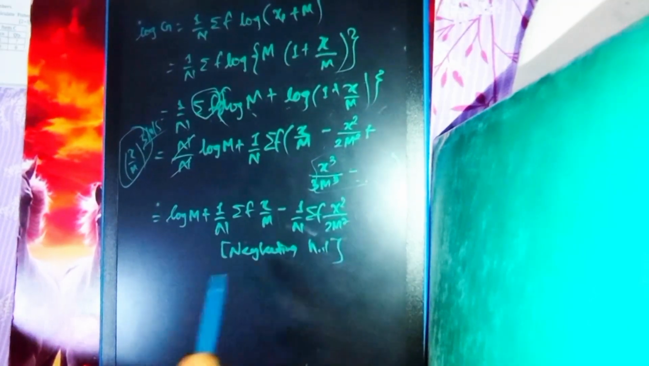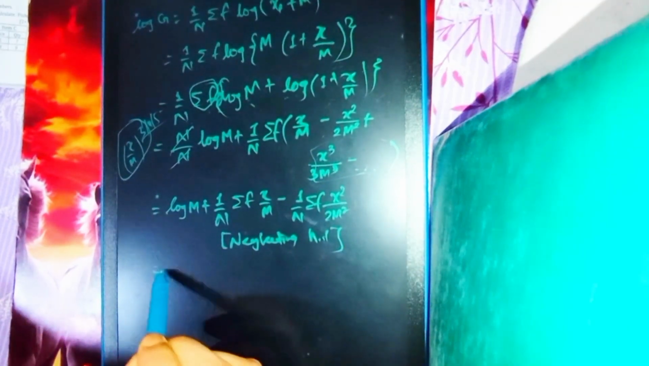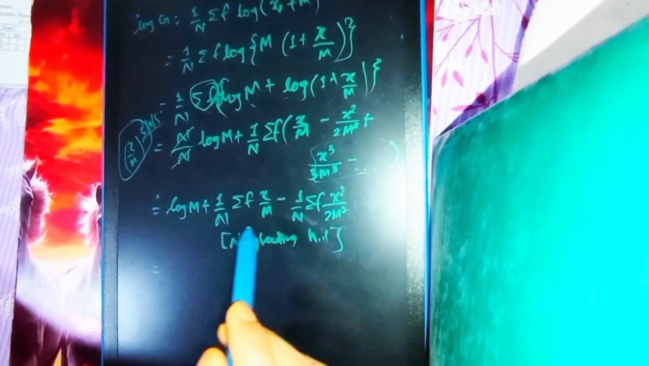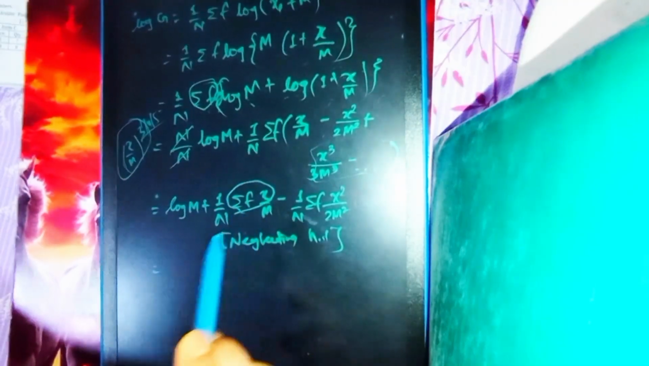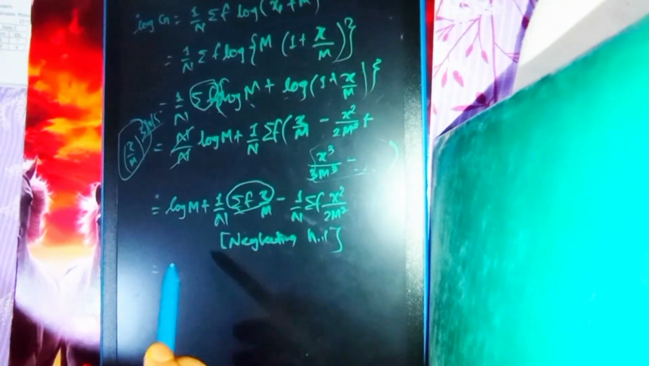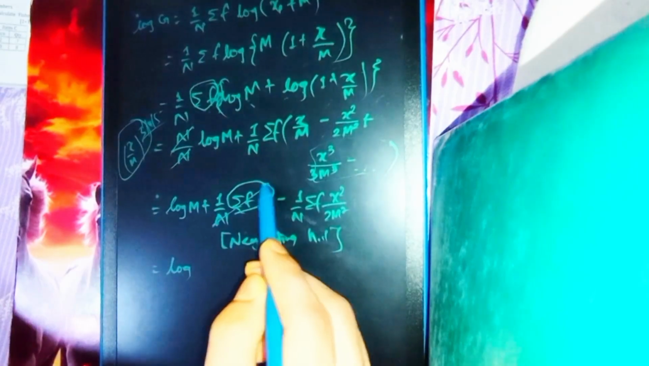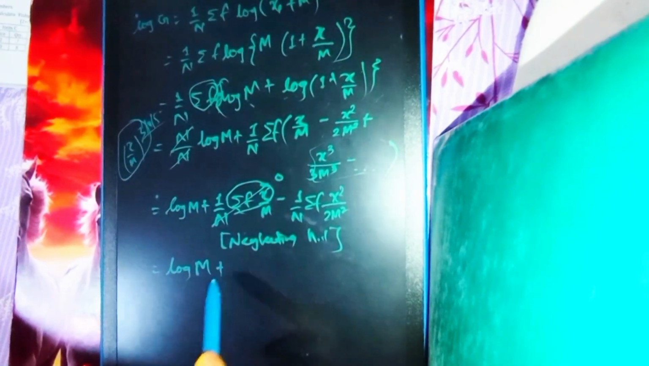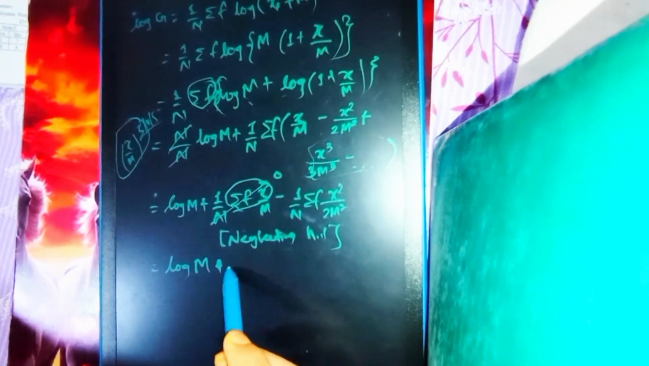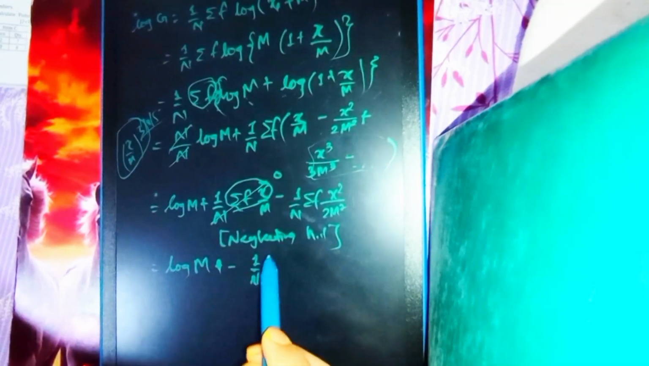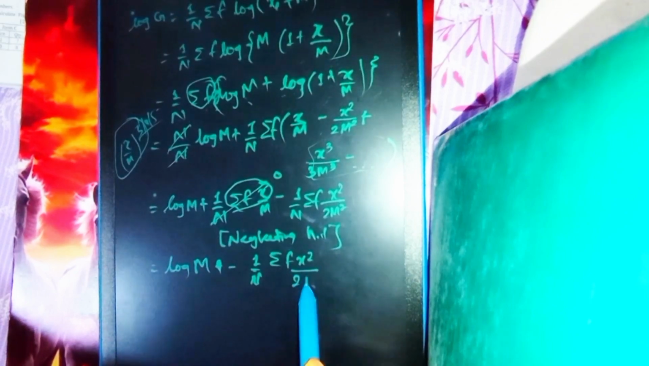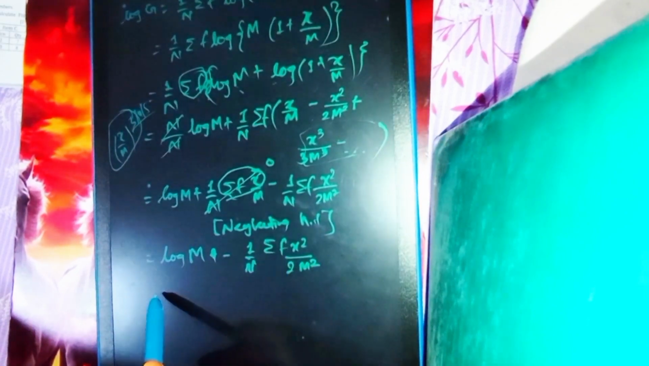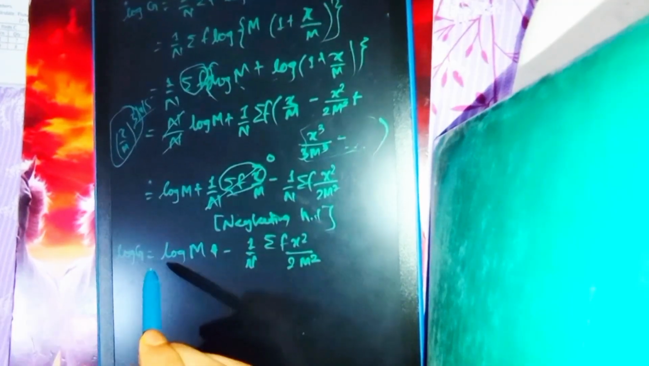So it will be equal to, remember what we did, that summation f x will be 0. We already wrote it in the first. So this whole term will be 0, so log m plus, and it will be minus here, sorry, 1/n summation f x square by 2m square. So this is log g here. Log g will be equal to this thing.